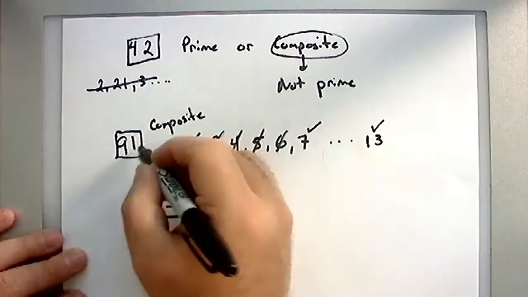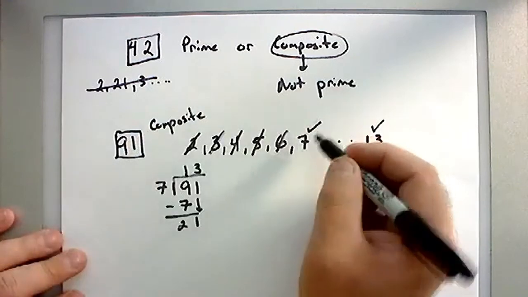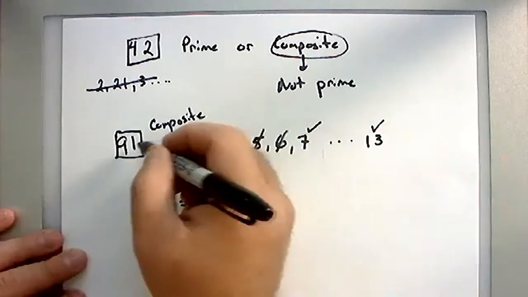Because 7 goes into 91. I think I might have said 19 a couple times. Hopefully I didn't. 7 goes into 91, and 13 goes into 91.